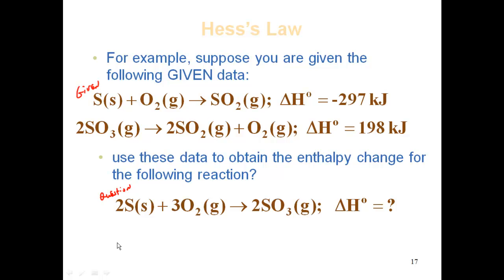I have 2 sulfurs plus 3 oxygens. I'm trying to make 2 sulfur trioxides. I want to know the delta H of this reaction. So for whatever reason, I can't do it in a laboratory, so I'm going to go to tables and look up delta H of reactions I have. I found these 2 equations, so I'm going to manipulate these 2 equations to equal out to this equation in question.